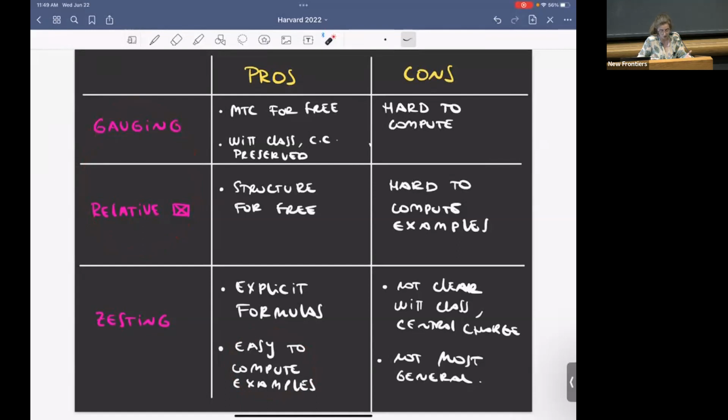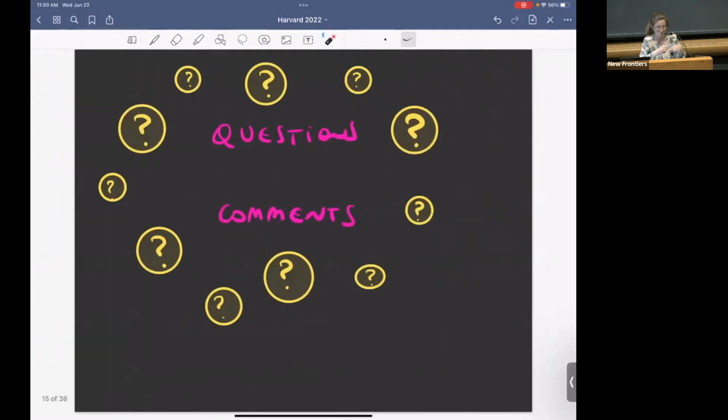One of the cons is that Zesting is not the most general construction. It is a particular case of the theory of extensions that we heard about yesterday from Chen Han, by Etingof, Nikshych, and Ostrik, and also by Davydov and Nikshych in the braided case. So it's not the most general; the advantage is that it's very computable. That's what I would say. I don't know if you have comments or questions, and thank you for listening.